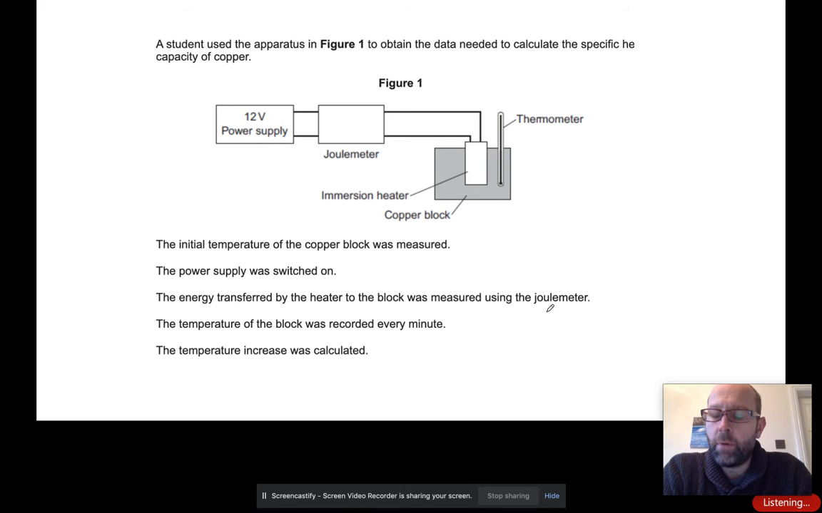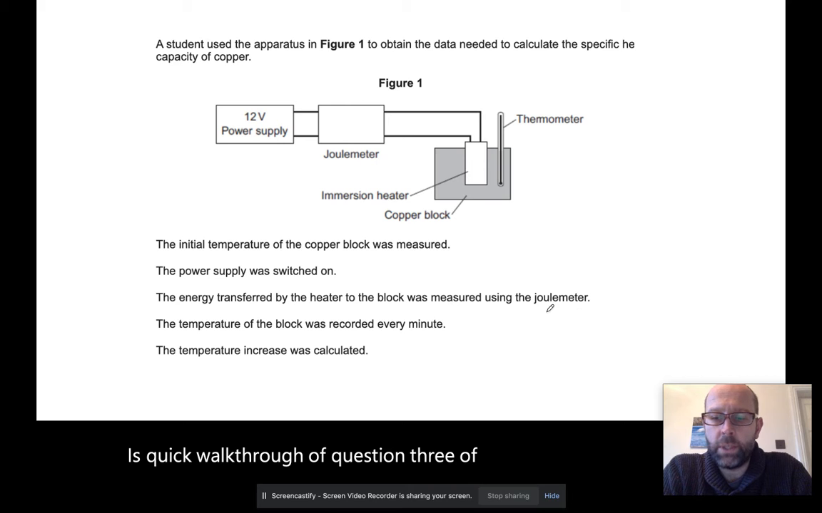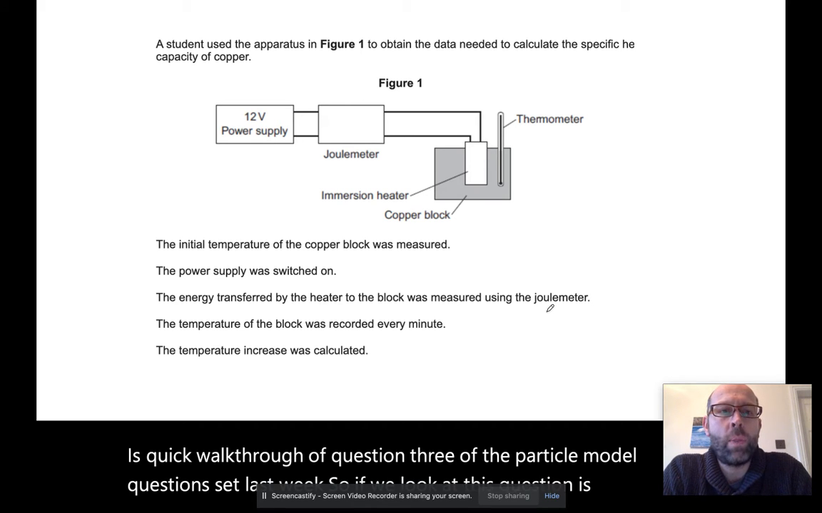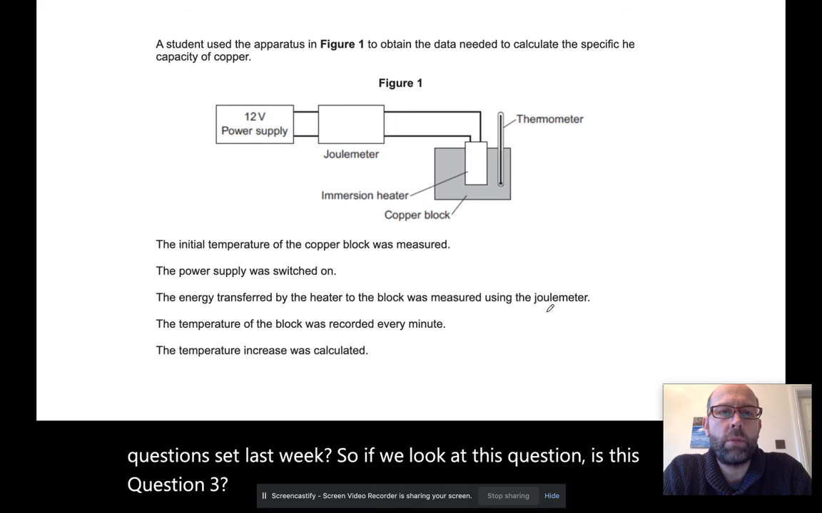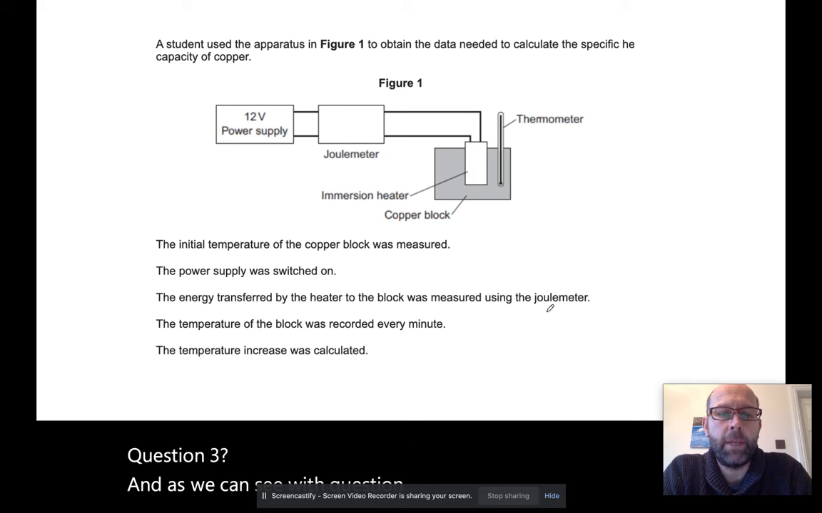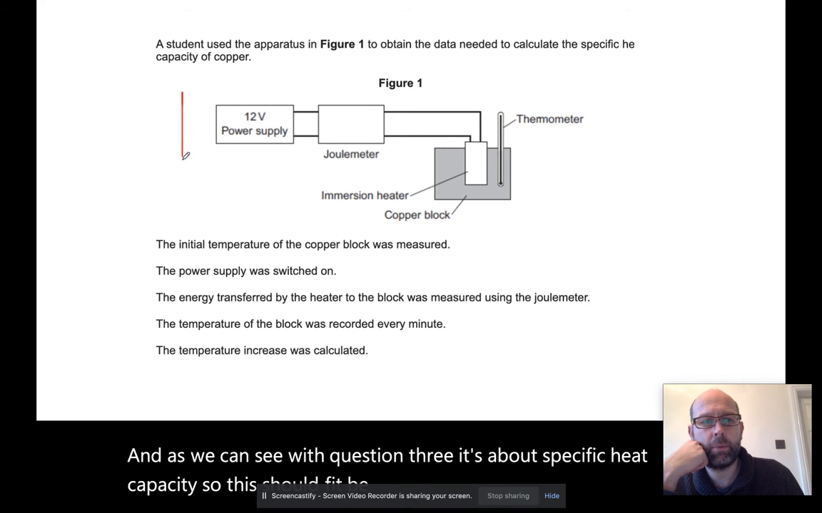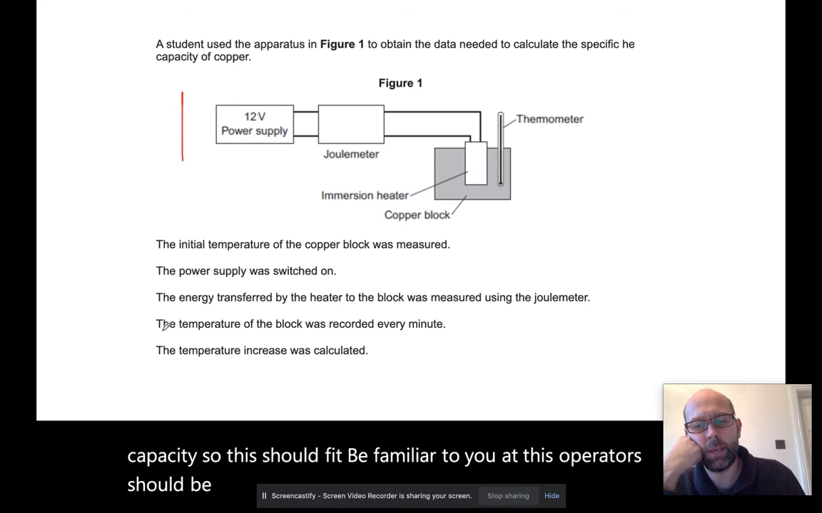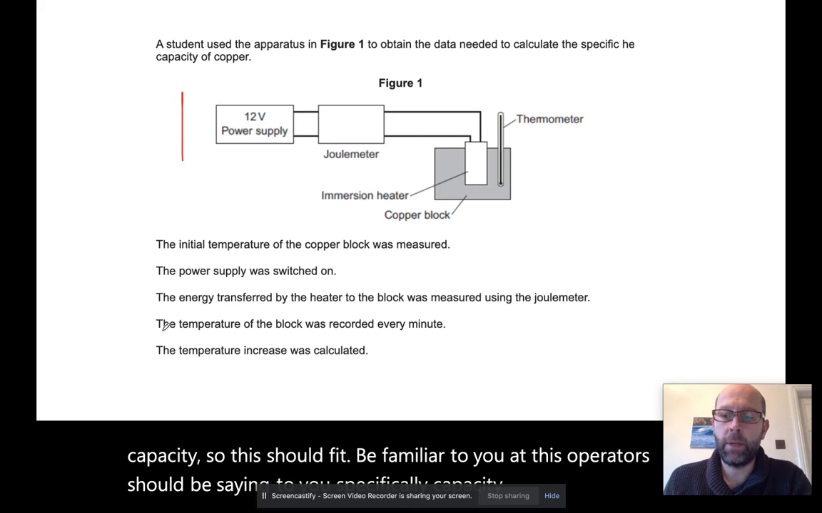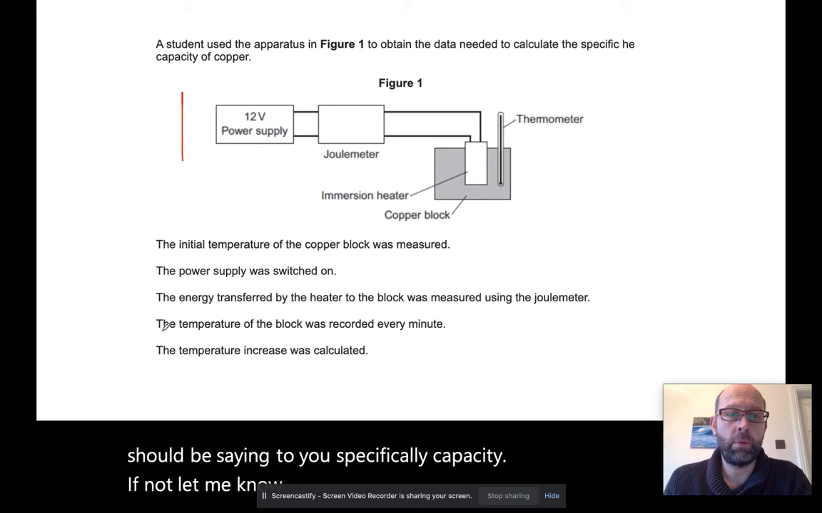This is a quick walkthrough of question 3 of the particle model questions set last week. So if we look at this question, this is question 3. And as we can see with question 3, it's about specific heat capacity. So this should be familiar to you. This apparatus should be saying to you specific heat capacity. If not, let me know and I will go through that with you individually or as a group.